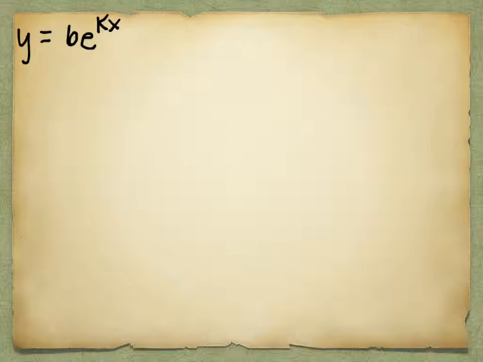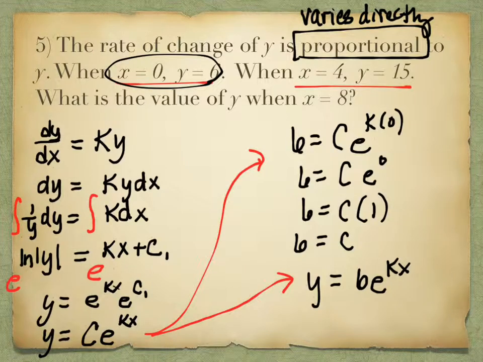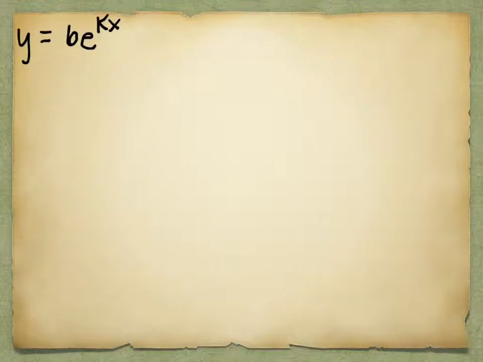Now I can use that second piece of information over here. The second piece of information says y is 15 when x is 4. So I can use those two pieces of information to find this one. So y is 15 when x is 4. So this is 4k now up here, right?